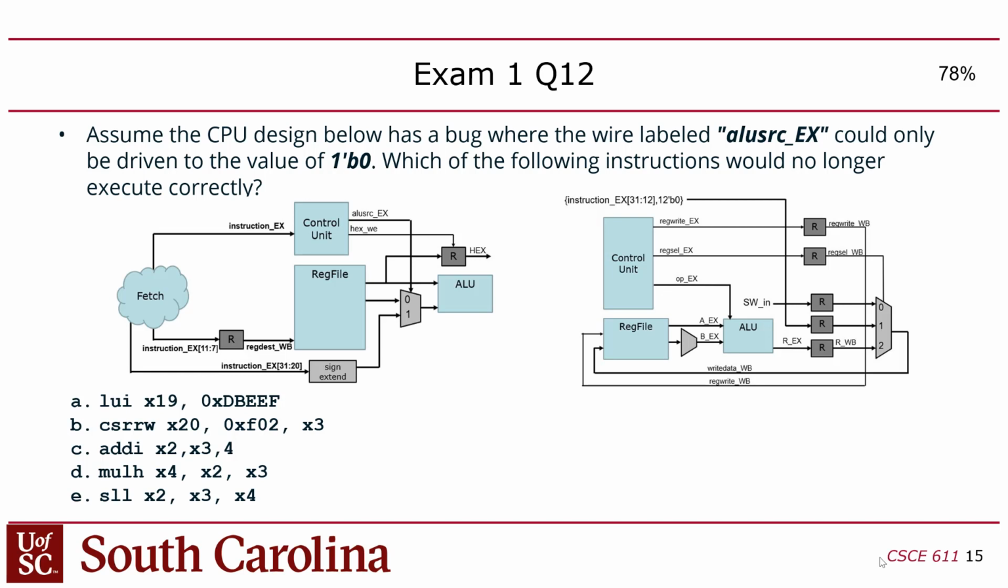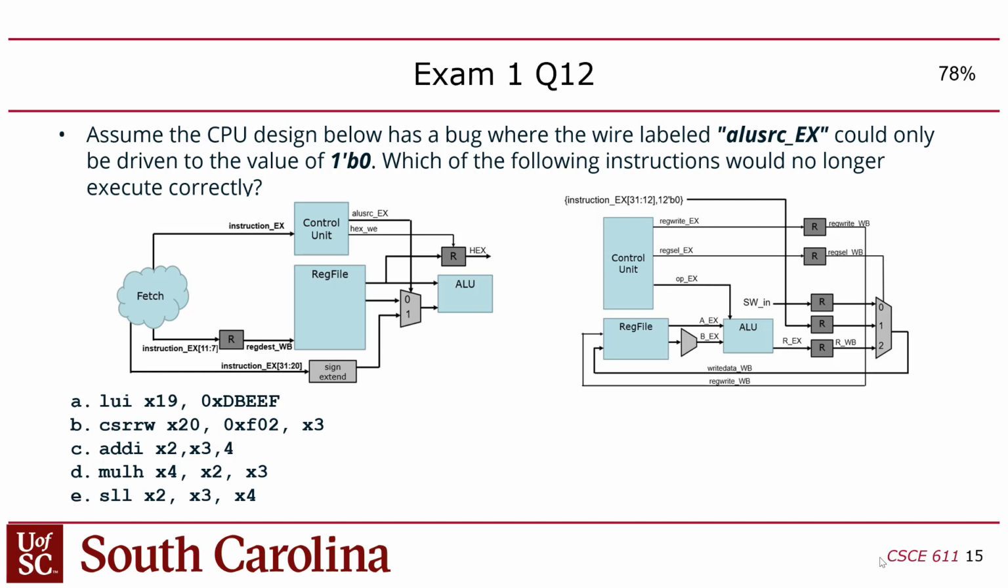Essentially the ALU source EX, this guy, is stuck at 0. So that means that whatever comes in the one input would never go through, right? You'd never be able to send in the sign extended immediate. You'd only be able to send in the contents of the RS2 register, right? So which of the following instructions would no longer execute? Well, basically anything that requires the ALU to get the immediate.